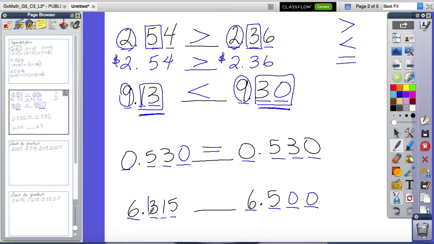When we compare now, we have on the left 315 thousandths, and on the right we have 500 thousandths. 500 thousandths would be greater, so we can say that 6 and 315 thousandths is less than 6 and 500 thousandths.